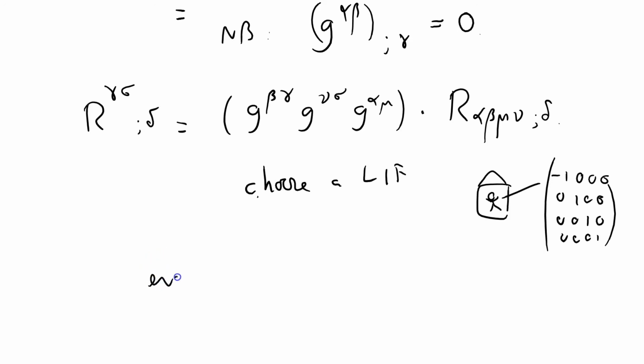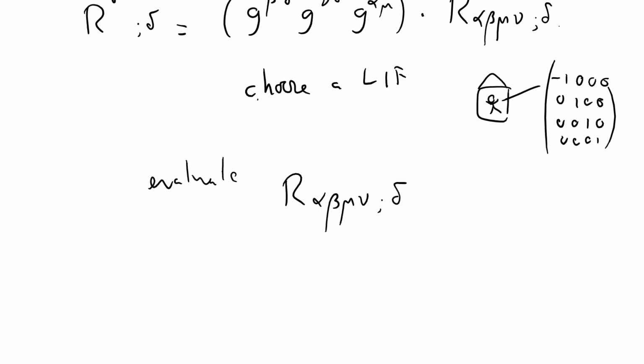So I need to evaluate R alpha beta mu nu semicolon D. Maybe this is 0. It could well be 0. Lots of things cancel out in relativity, but, well, we'll just have to see. Well, no, I don't need a semicolon. I just need a comma there. So what that is d by d x delta of this coordinate free system here.